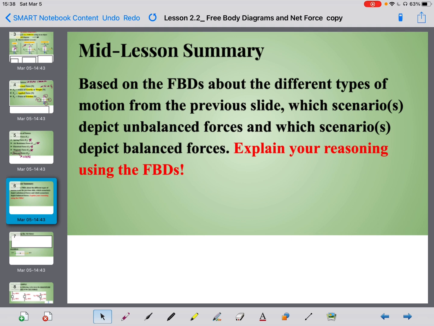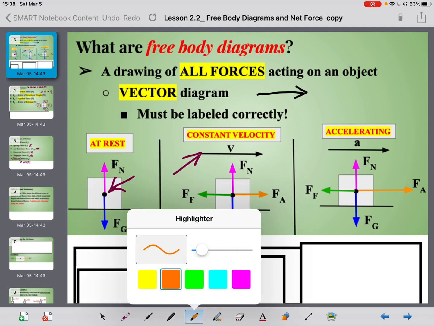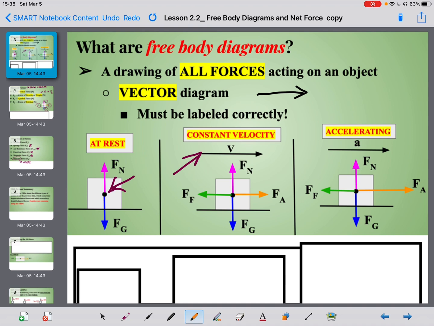So based on the free body diagrams about the different types of motion from the previous slide, which scenarios depict unbalanced forces and which scenarios depict balanced forces? If you recall, we saw that F of N was the same thing as F of G. They're the same size, so they cross out because they have the same magnitude and they point in opposite directions. Same thing with constant velocity. We see F of G and F of N cancel out because they have the same magnitude and point in opposite directions. And the same thing with F of F and Fa. Again, they have the same magnitude, they're pointing in opposite directions, they will cancel out.